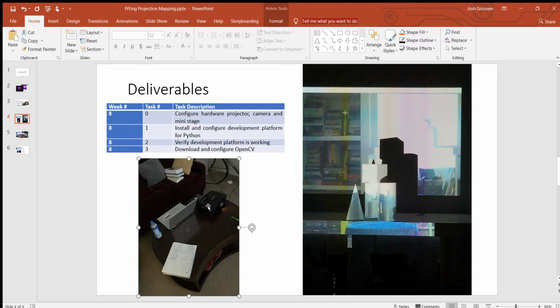To be honest, I haven't really used the projector much. I'm not there yet, but I've configured the platform for Python. I've confirmed that it's working, following the path initially planned. And on the right-hand side, you can see a mini stage I've created where my TV would go. And I bought a few styrofoam pieces to play with.